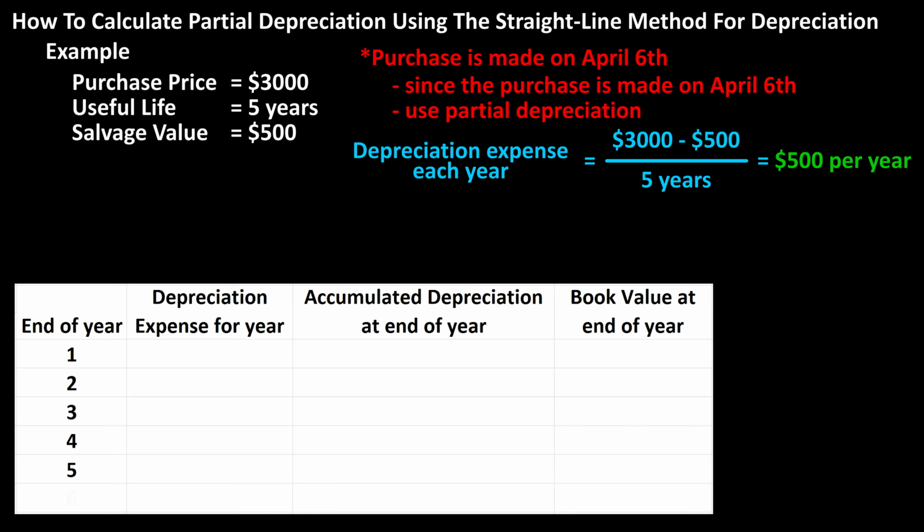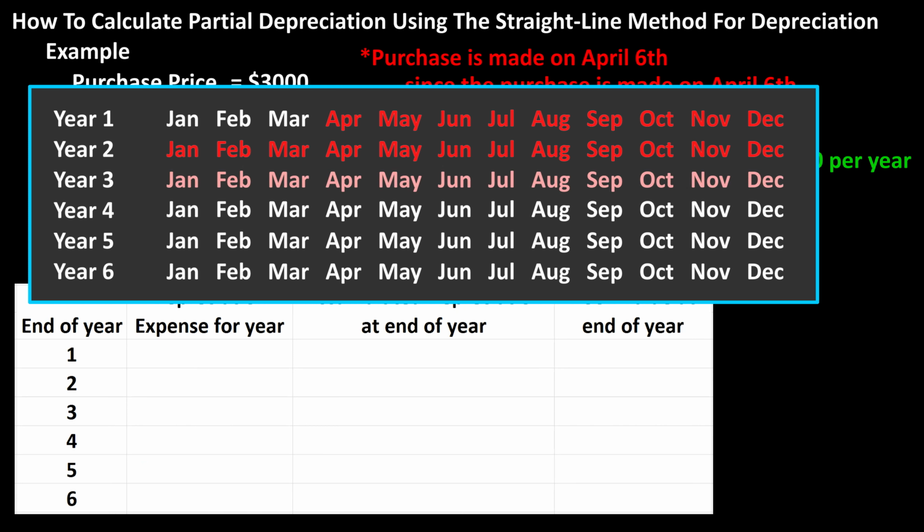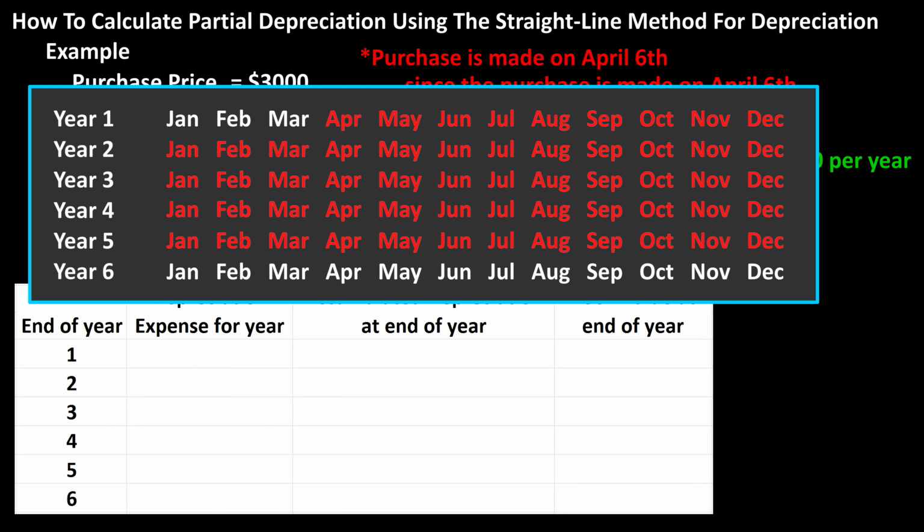But we actually need to put in a 6th year, because since the purchase was made in April of the first year, we have depreciation from April through December of year 1, all of year 2, all of year 3, all of year 4, and all of year 5. But we still have 3 months of depreciation we need to account for to reach a full 5 years of depreciation. So we'll need to claim this 3 months of depreciation in year 6.